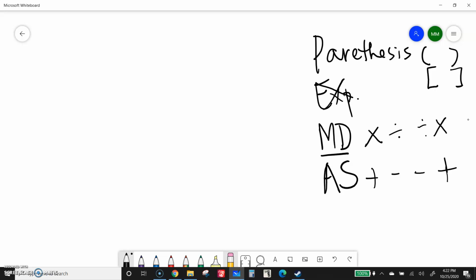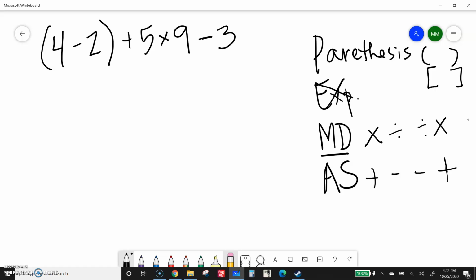So let's just dive right into some examples. The first one: 4 minus 2 plus 5 times 9 minus 3. I know we went from 2 operations to 4, so again, we got a bit harder. If you need help with it, no problem. But let's start with our parentheses.